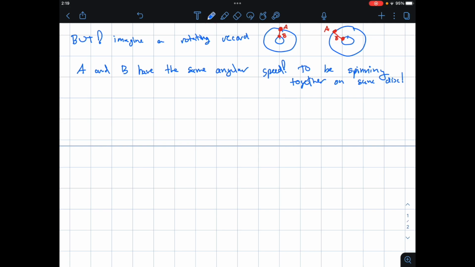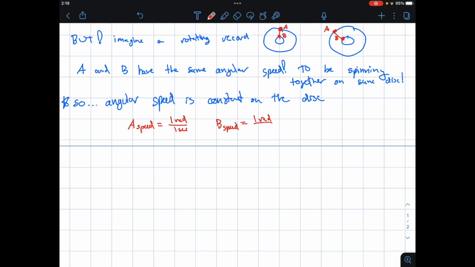They have to have the same angular speed. You might think it would take A longer because it's on the outside of the disk, but it doesn't. They rotate at the same speed. And actually, no matter where you are on the disk, you're going to have the same speed. So, this is an important so, angular speed is constant on the disk. So if we say that A has a speed of, I don't know, we'll call it 1 radian per 1 second. Guess what B's speed is? 1 radian per 1 second.